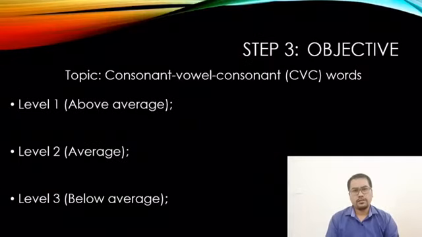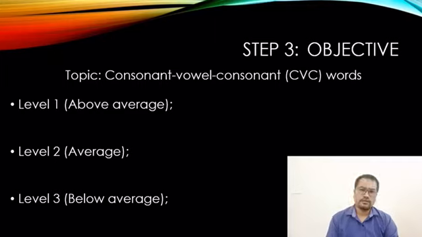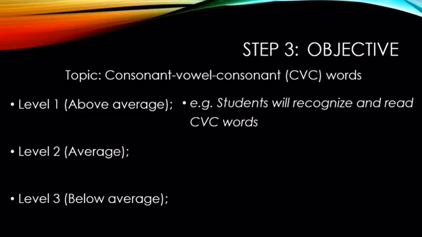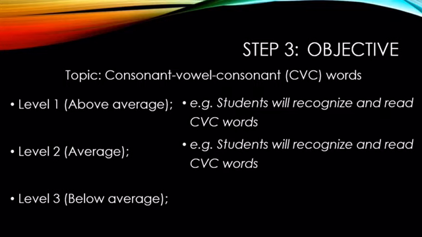Say CBC, consonant, vowel, consonant words. We'll take it as the topic of the lesson by considering the ability or capability of the learner. For level 1 students, we may set: students will recognize and read CBC words. And for level 2 also, maybe the same: students will recognize and read CBC words.